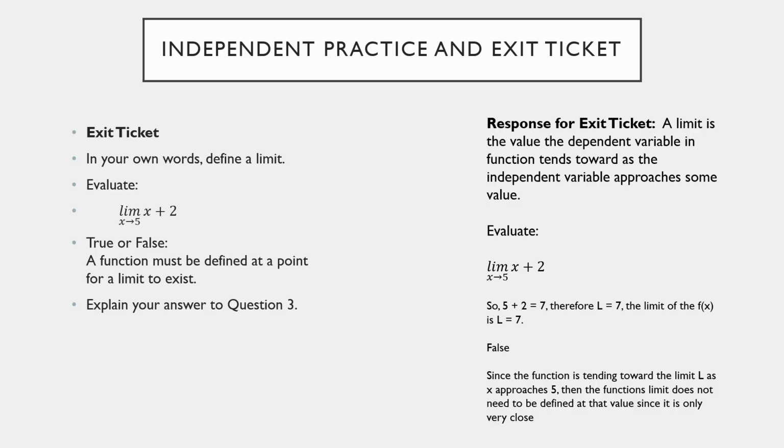That would be false. And now I'm going to explain my answer. Since the function is tending toward the limit L as x approaches 5, the function does not need to be defined at that value, since it is only getting very close. Okay? So the function doesn't necessarily have to exist for us to get very close to that very value. There could be a hole there where the function doesn't exist, and nevertheless the limit still exists.